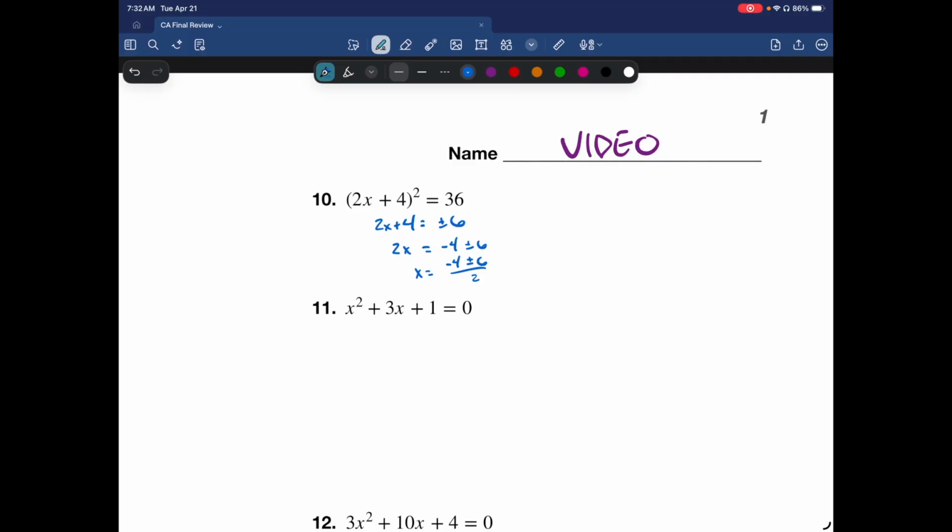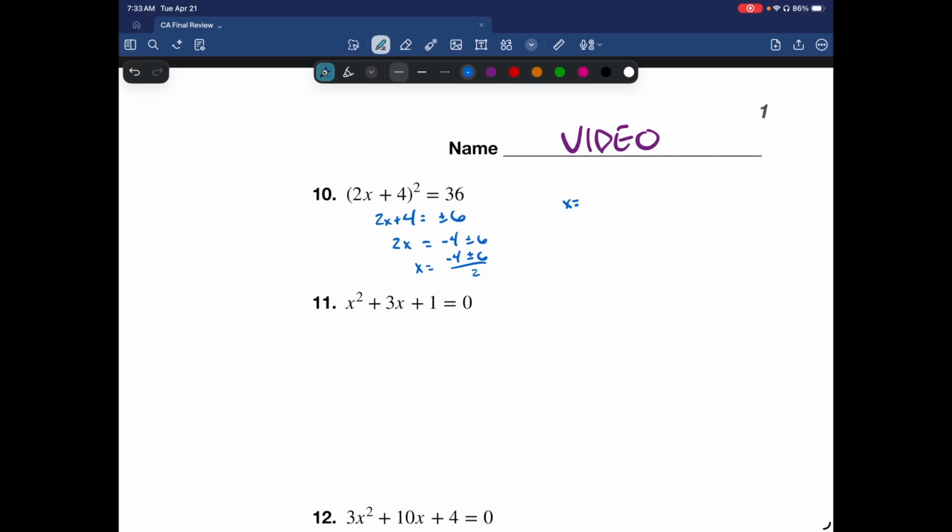Now, this obviously reduces, but I'm not really concerned about reducing because I don't have any variables, so I can just solve this. So negative 4 plus 6 is positive 2. 2 over 2 is 1. Negative 4 minus 6 is negative 10. And negative 10 over 2 is negative 5.